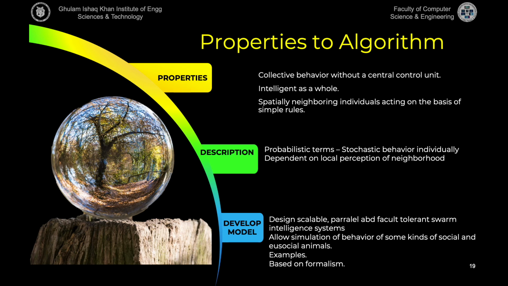The models developed so far by biologists and by computer scientists allow us to simulate some of the behavior of some kinds of social and eusocial animals. And we've seen a lot of other examples here, and I'm not going to give those examples again. But these models are based on formalisms, often quite simple, which describe the behavior of individuals within a group rather than a description of the general evolution of the group. Or shoal of fish is used.